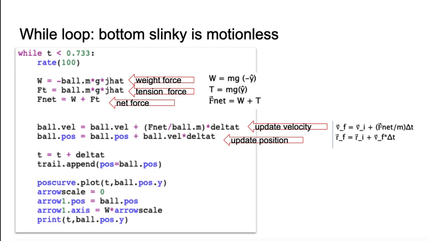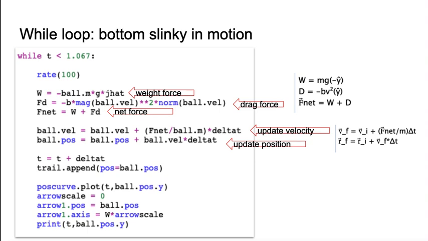Next, we want to insert a while loop, and this will run through the time that the bottom of the slinky is motionless. So during this interval, our net force, as we said, is constant, so it's equal to the weight force plus the tension force, and we know that these are equal and opposite. We also want to update our velocity and our position of the ball, which we can derive from Newton's second law of motion.